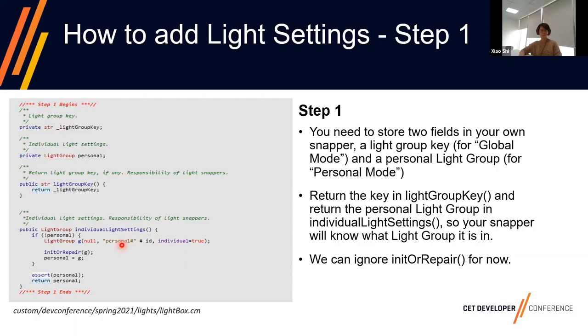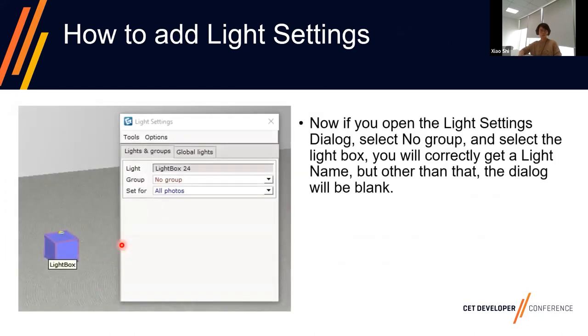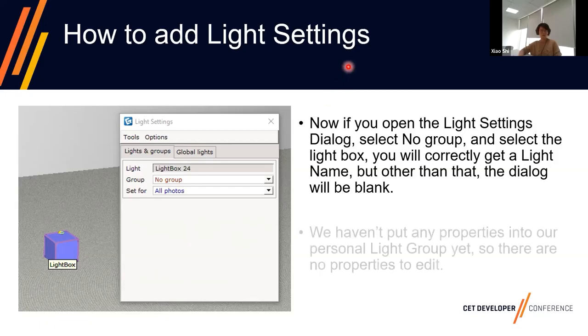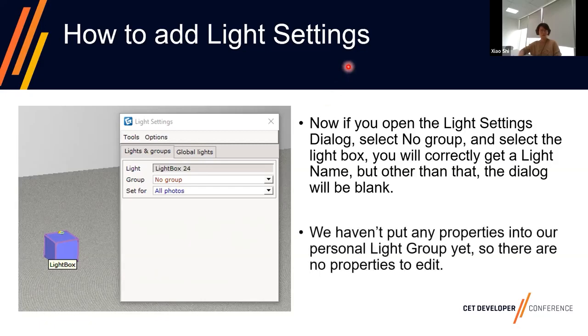And once you set this up, if you open the light setting dialog and click your own light snappers, it will actually show the light name and the known group, which means that it actually finds that you have a personal light group. But there are empty light settings here because we haven't set anything. So yeah, let's get started adding some light settings.